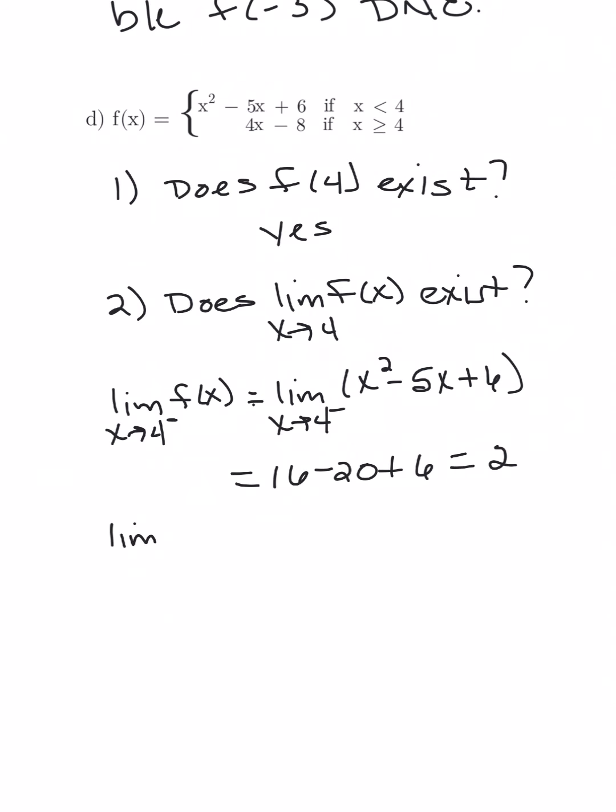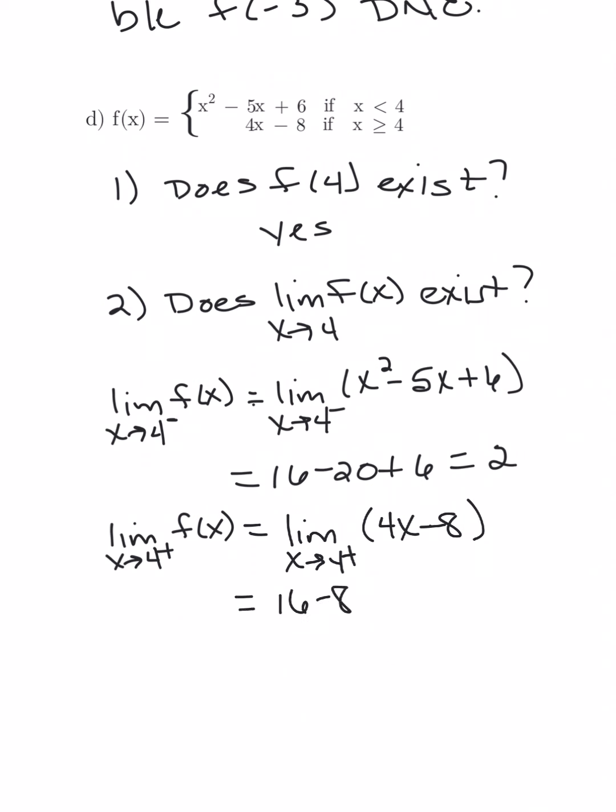Now we need to look at the limit from the right as we approach 4. The items on the right are greater than, which is the bottom row of our function, which is the polynomial 4x minus 8. If we put 4 into that, we will get 16 minus 8, which equals 8. So the limit from the right is 8.